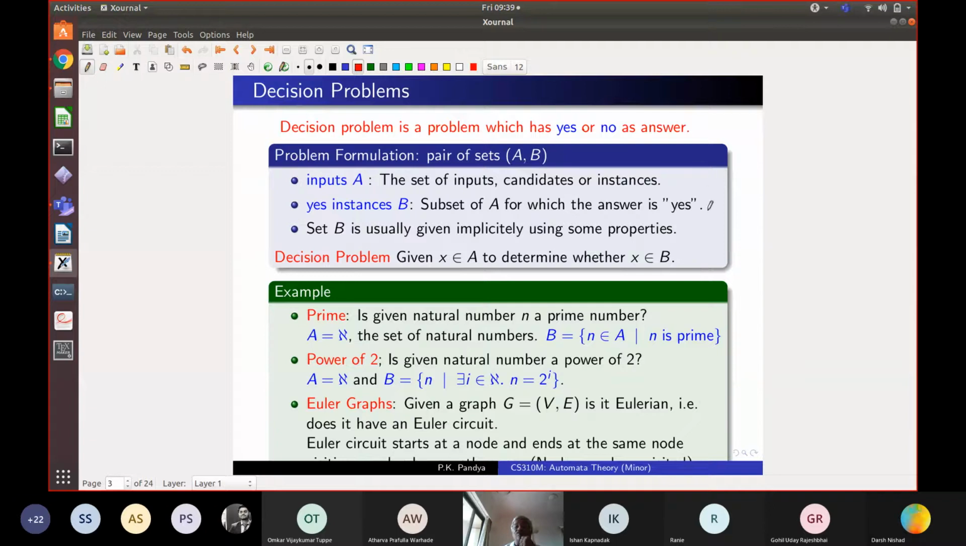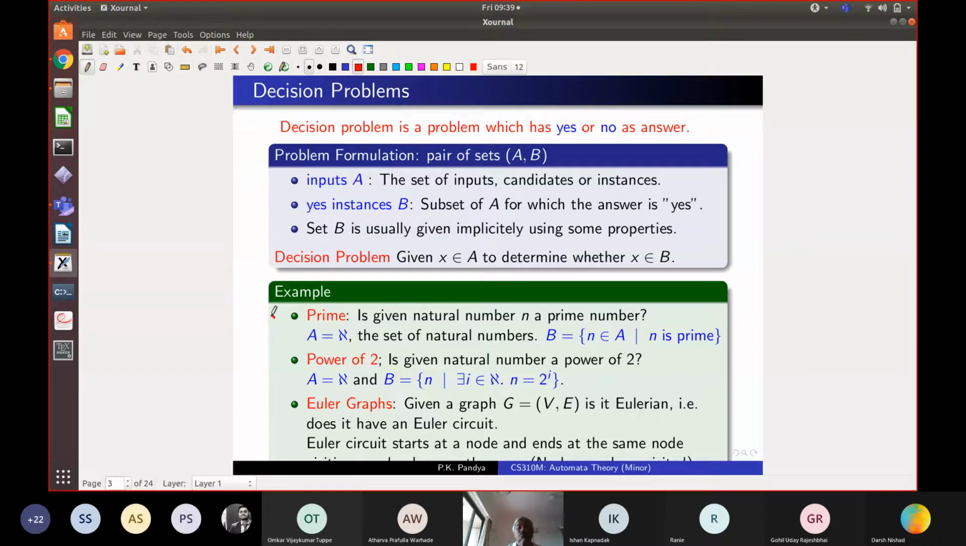So is the abstract nature of formulation of a decision problem clear? You are given A and, in some implicit form, the subset B of yes instances. So let's see some examples that will make it more clear. Okay. So first example is to decide whether a number is a prime.